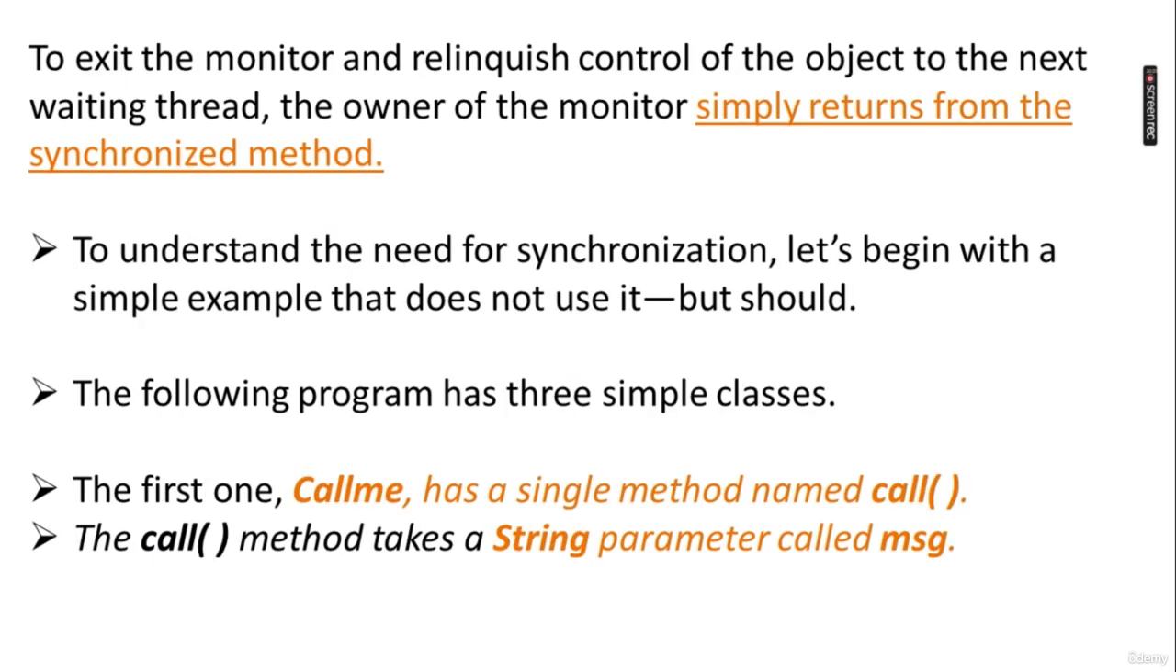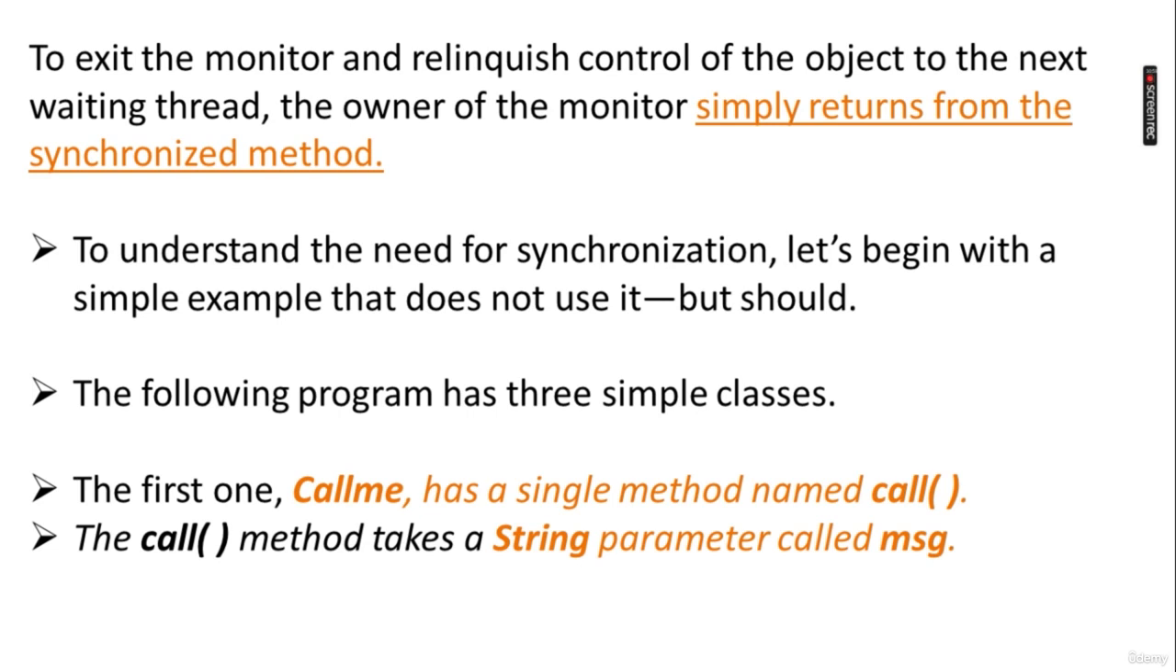To exit the monitor and relinquish the control of the object to the next waiting thread, the owner of the monitor simply returns from the synchronized method. Okay, it will come out of the synchronized method and the next waiting thread will come inside. To understand the need for synchronization, let's begin with a simple example without synchronization.